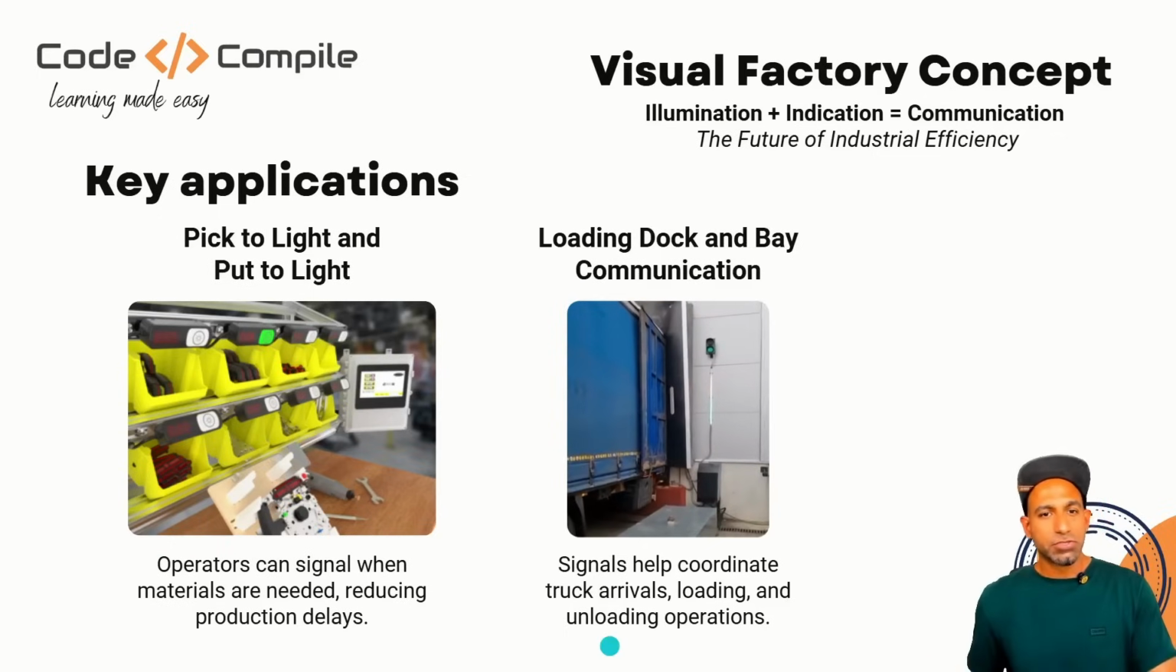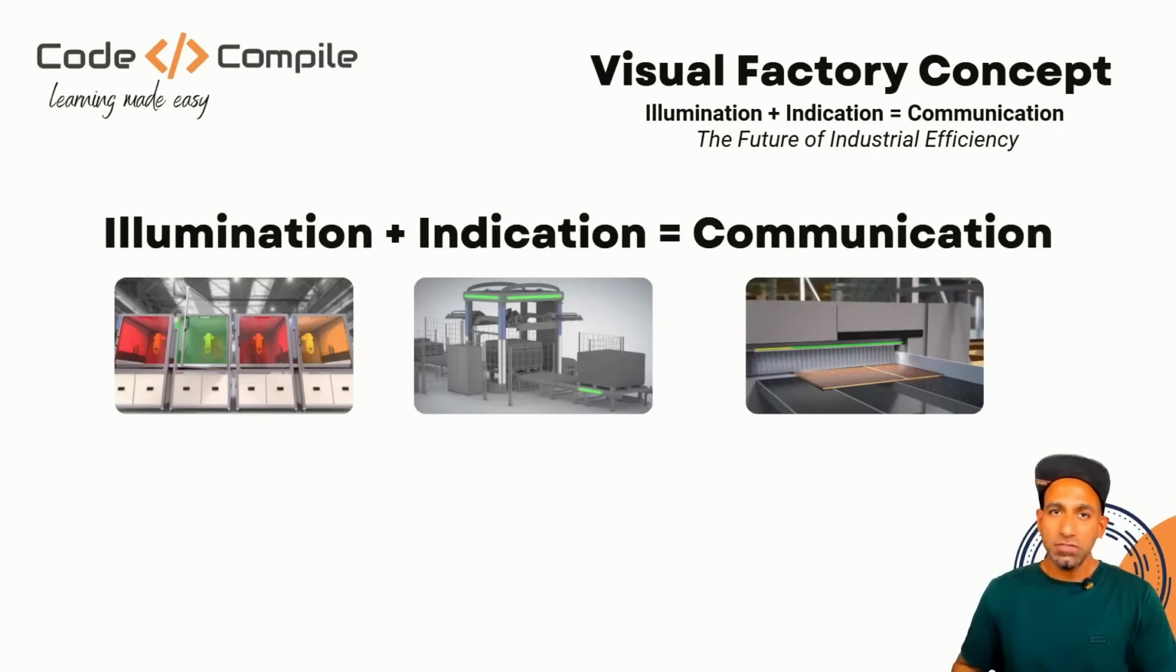So coming back to what I said in the beginning, illumination plus indication is a great communication. On top of that, you can also add process visualization. Process visualization using illumination and indication makes communication better and clearer, and helps you make better decisions on the shop floor. All right, now let's talk about the brain of the system.